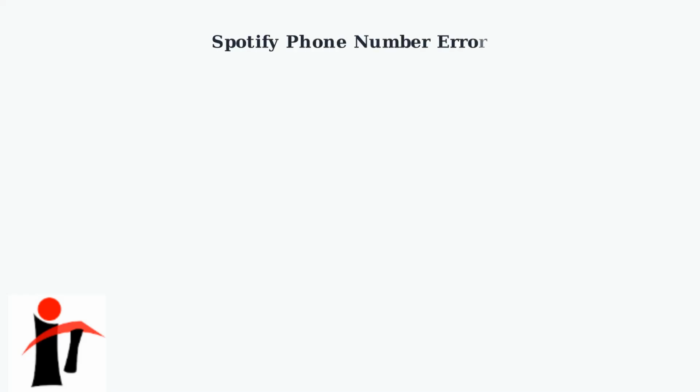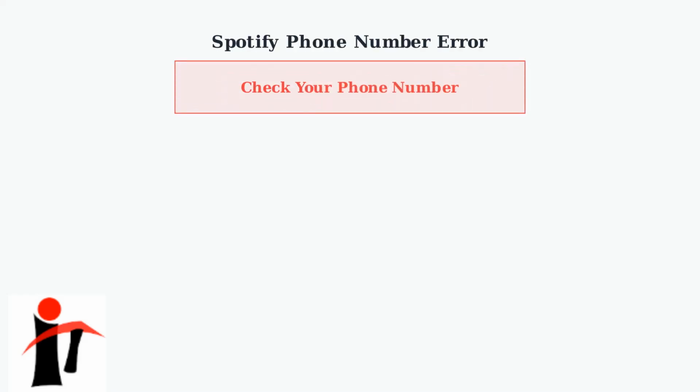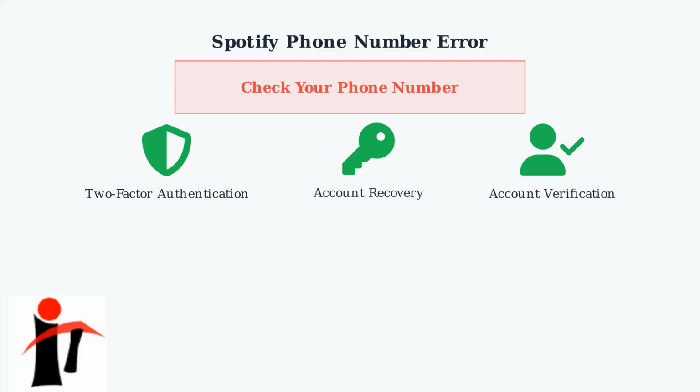The check your phone number error is one of the most common issues Spotify users encounter. This error typically appears during account verification processes, especially when setting up two-factor authentication or attempting account recovery. This error commonly occurs in three main situations: when enabling two-factor authentication for enhanced security, during account recovery processes when you've lost access to your account, and when verifying new accounts during the initial setup process.